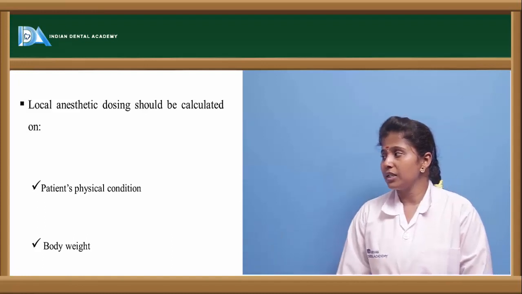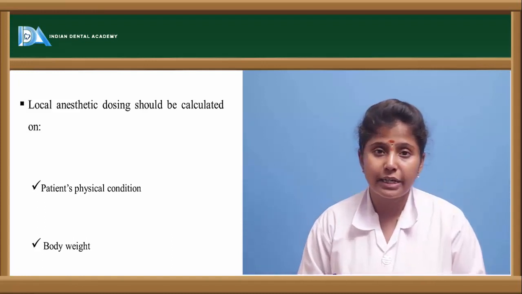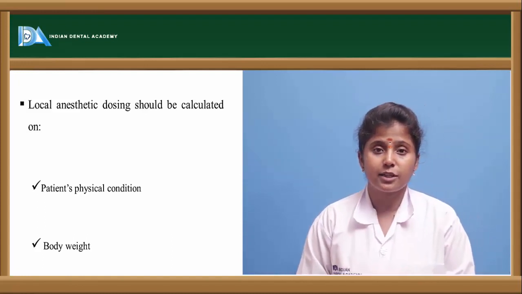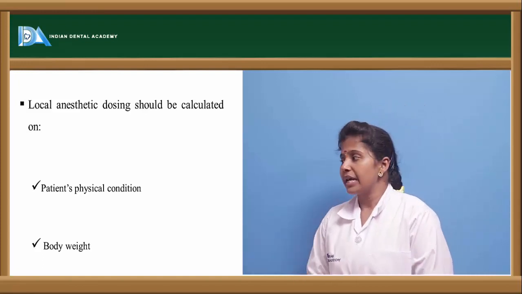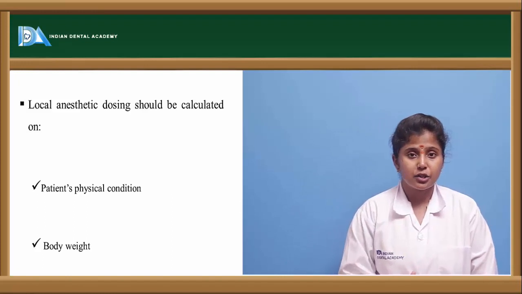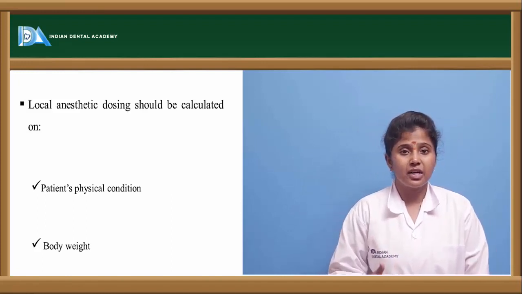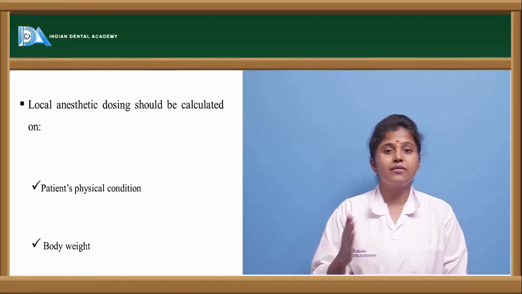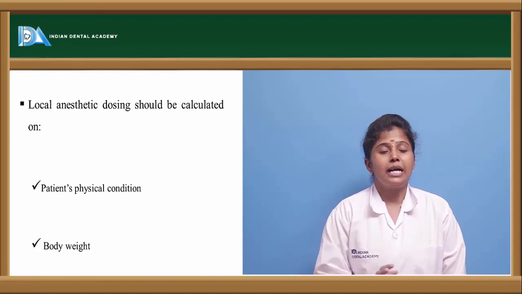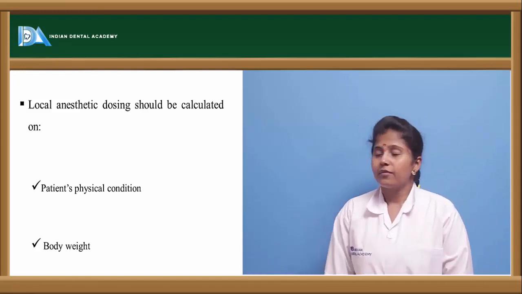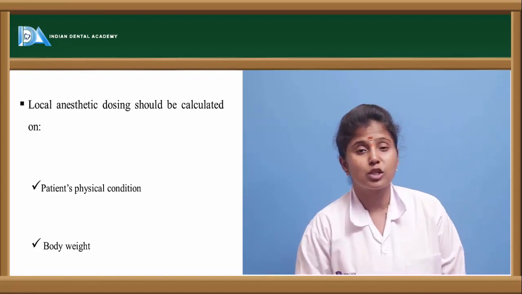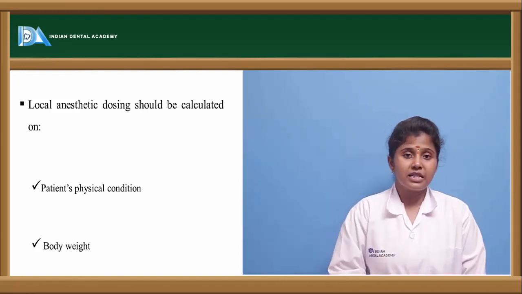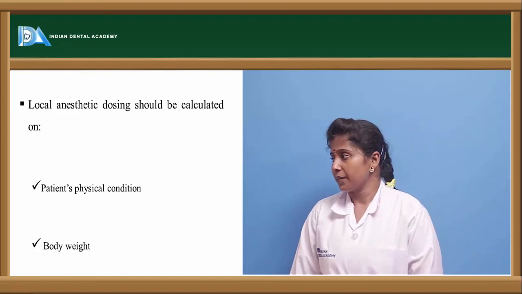Local anesthesia dosing should be calculated. In order to prevent this allergic reaction, the local anesthesia dose should be adjusted based on the patient's physical condition. If a person is physically fit, then the dose should be enough to anesthetize the local area. And it is based on the body weight also. So based on these two parameters, the dose has to be reduced if a person is allergic to local anesthesia.